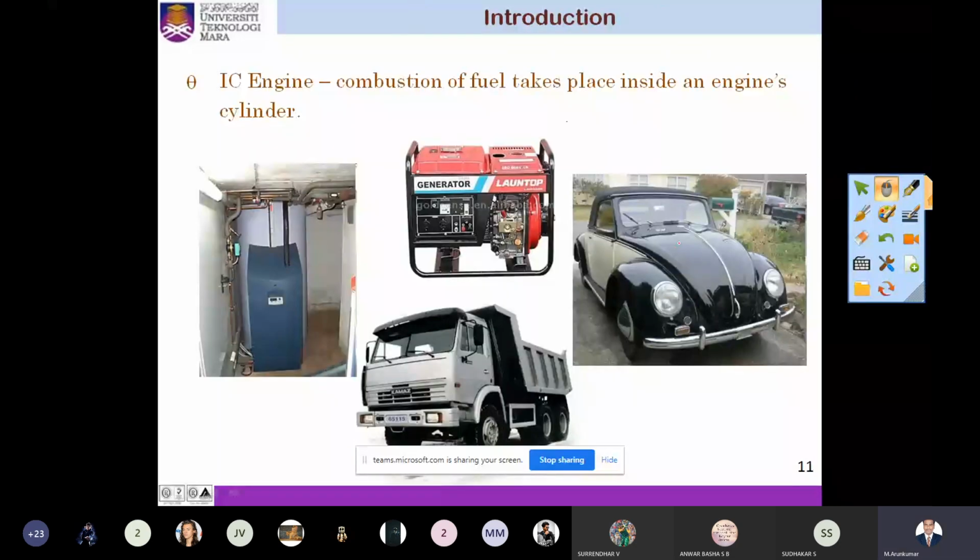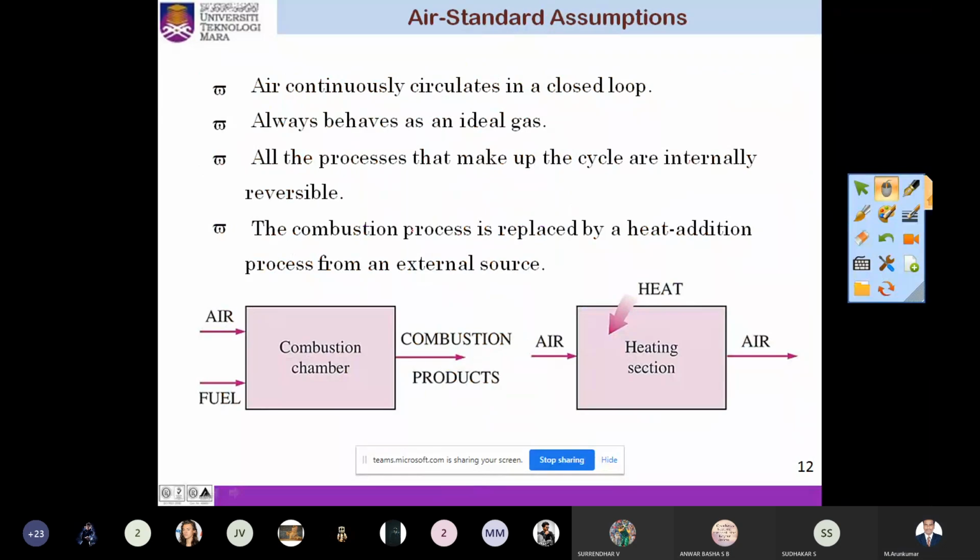And then come to the second unit. So we have IC engines. Do you know what IC engines are? That is, combustion of fuel takes place inside the engine's cylinders. So internal combustion engines can be called IC engines. So there will be combustion inside the chamber, right? These are examples of IC engines: this generator, these vehicles, all the automobiles work on the principle of IC engines. Just you can refer to that.